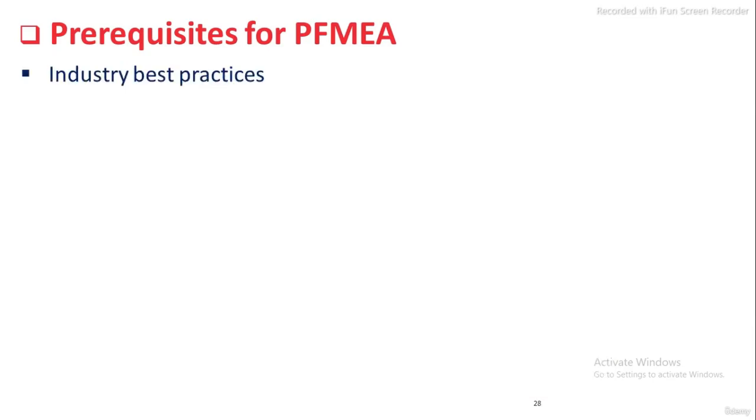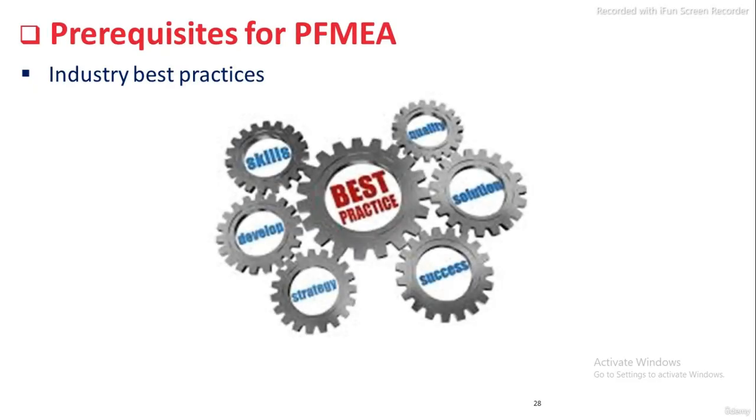Next is the industry best practices. Since FMEA is a proactive approach tool, before the start of FMEA, corrective industry best practices are to be summarized and taken as an input to improve the processes. These are the key prerequisites before the start of the PFMEA, and they will help us improve our FMEA output. Thank you.